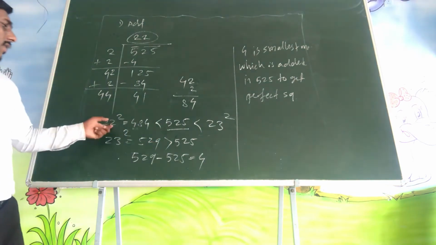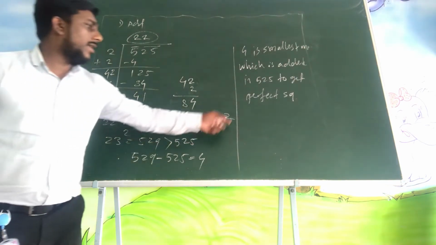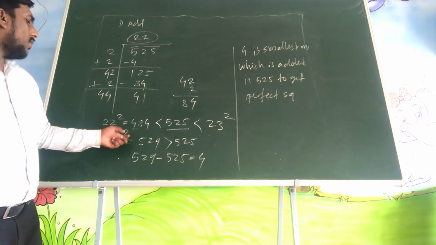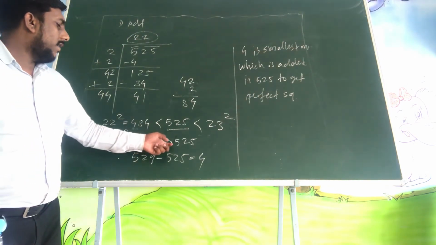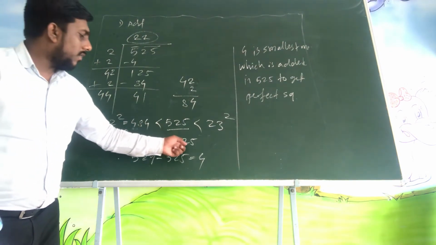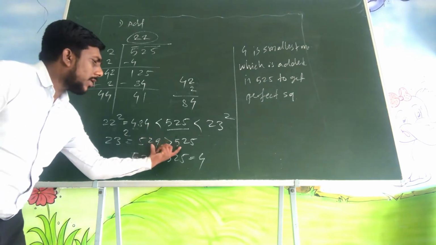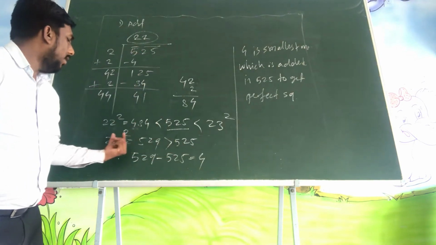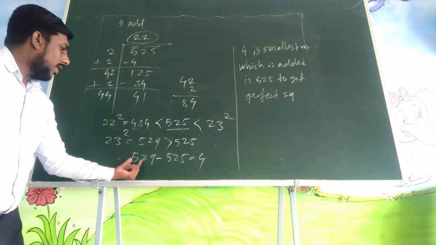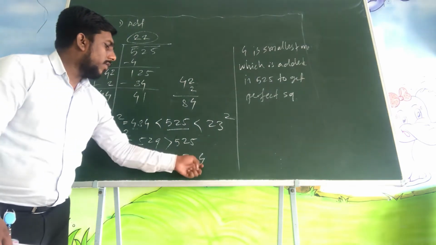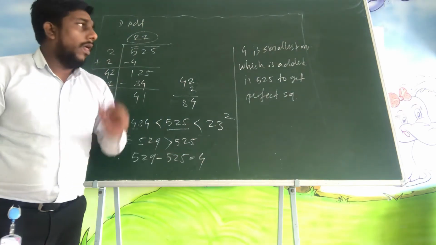525 lies between 22 square and 23 square. So 23 square is equal to 529, which is greater than 525. So we have to subtract the given number from the greater number's square. Greater number square minus given number is equal to 4. So here we got 4.